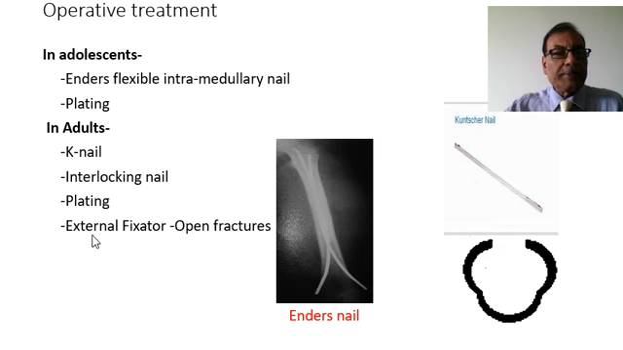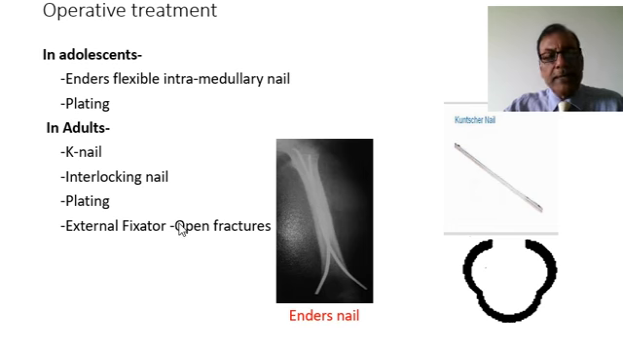The operative treatment in adolescents, usually the flexible Ender's nail, whereby you can spare the epiphysis or epiphyseal growth plate. From just above the epiphyseal growth plate, you put the nail and it bends and fixes the other part of the cortex. Then again, other side you put it and it is abutting in the middle. It is abutting with the cortex, thereby fixing the fracture.